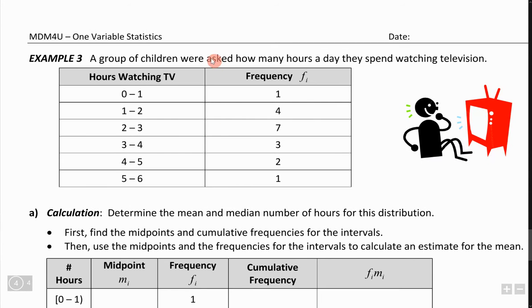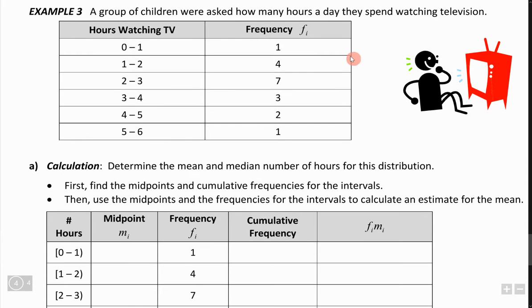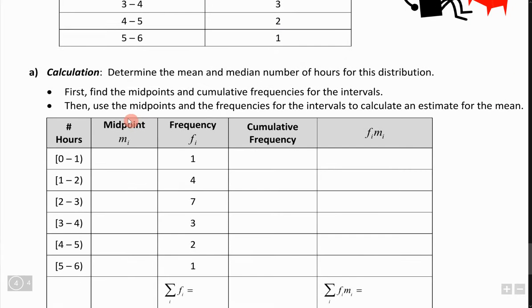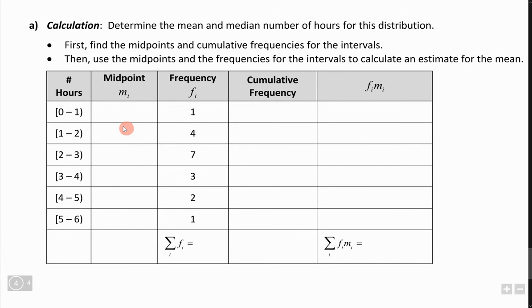A group of children were asked how many hours a day they spend watching television. So here's an example of ranges, things that are happening in ranges, and we have a frequency for each range. So we're going to calculate here the mean using midpoints and frequencies. The midpoint, the halfway point between 0 and 1 is going to be 0.5. The halfway point between 1 and 2 is 1.5. 2 and 3 is 2.5, and I think you can see the pattern that it's going to be 3.5, 4.5, and 5.5. These are the midpoints, the halfway points within each interval.